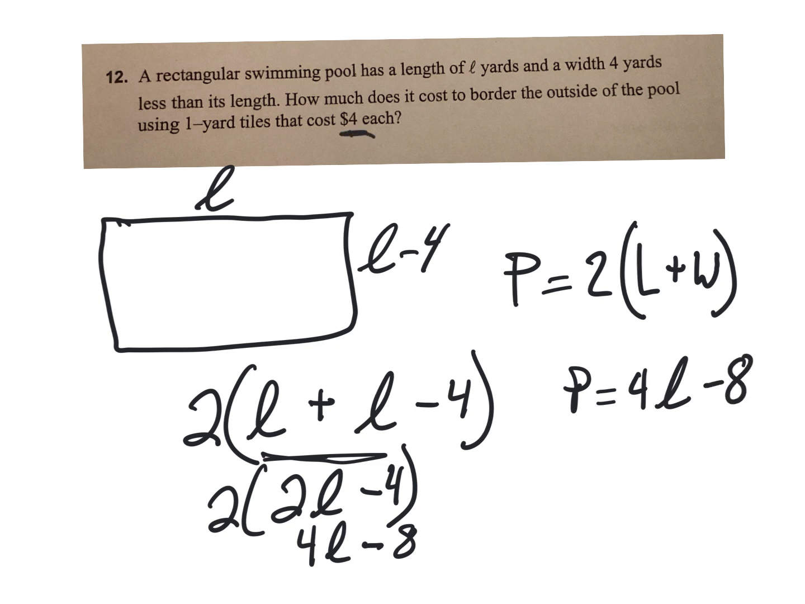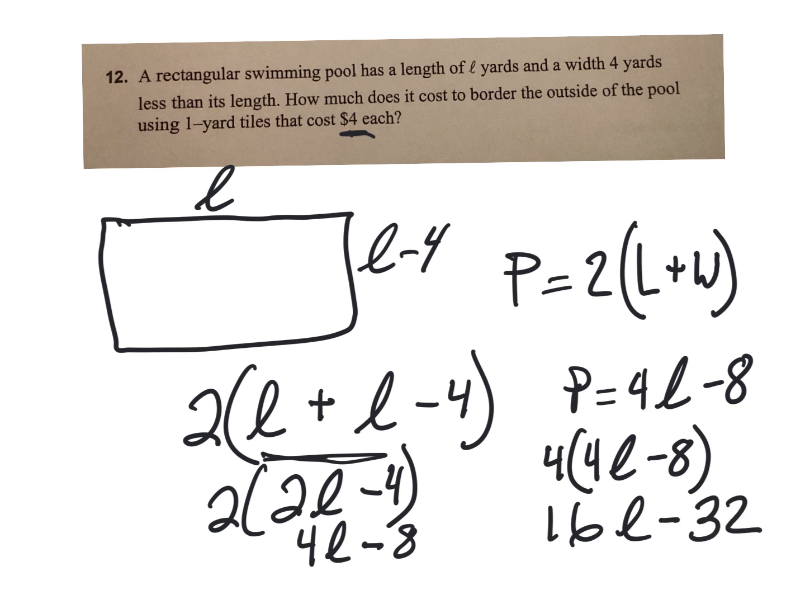Now it's $4 for each, so now I have to take $4 times the perimeter, which is 4L minus 8. That's 16L minus 32. And that is the total cost.